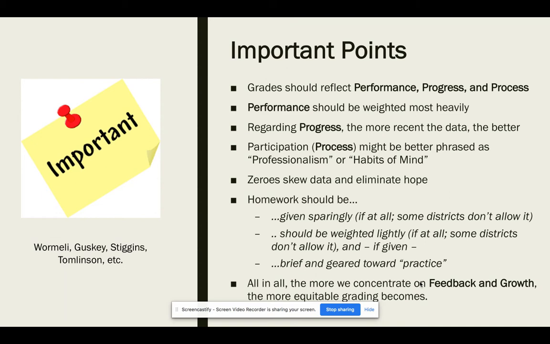Hopefully you've experienced that in this class: I don't want to penalize you. I want to give you feedback so that you will be able to do it correctly. I want you all to do well. That's why we've had multiple opportunities for feedback, because I want you to grow.